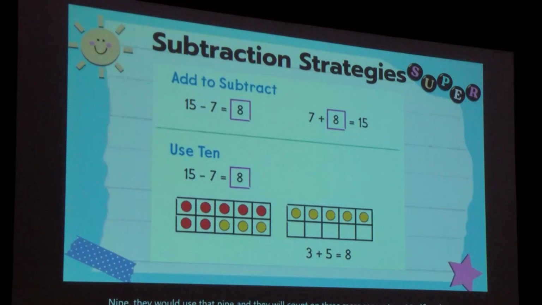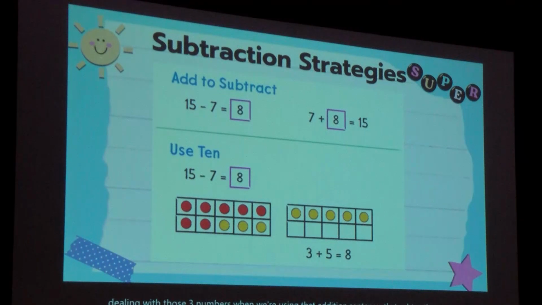You can also use adding to subtract. We do teach fact families starting in kindergarten and first grade. So they have that fluency of knowing that if 7 plus 8 is 15, those same 3 numbers should be used in a subtraction sentence. So 15 minus 7 would equal 8, because we know we're only dealing with those 3 numbers when we're using that addition sentence, that subtraction sentence, excuse me.